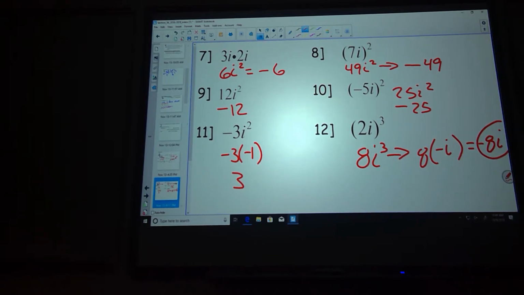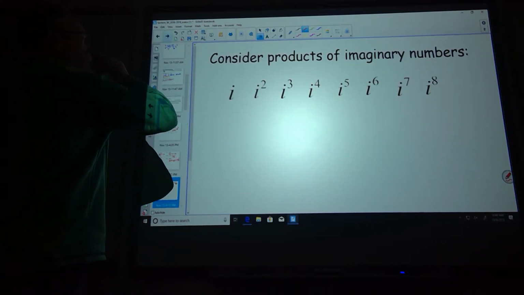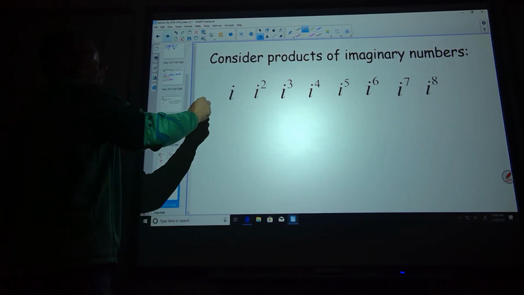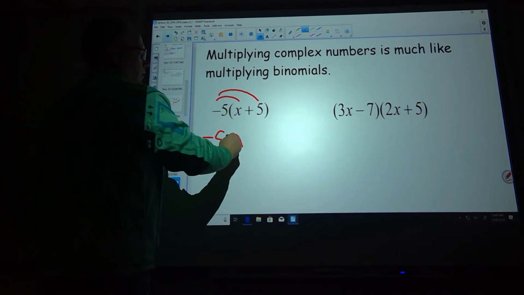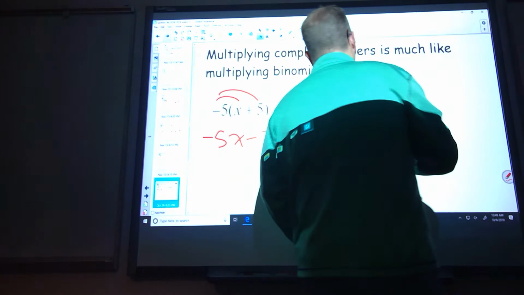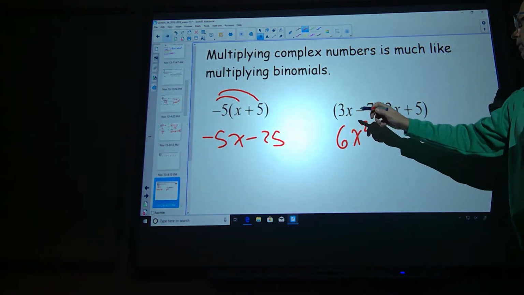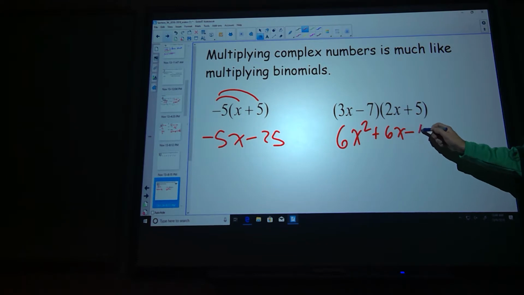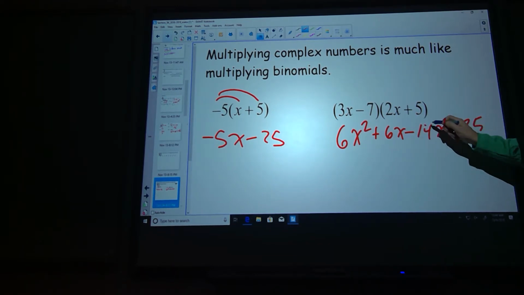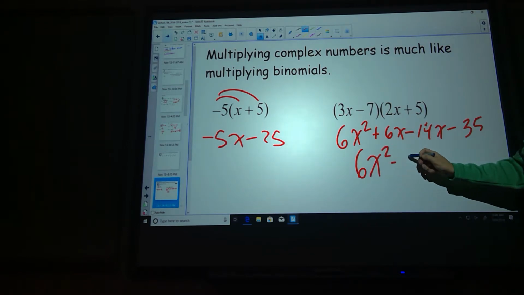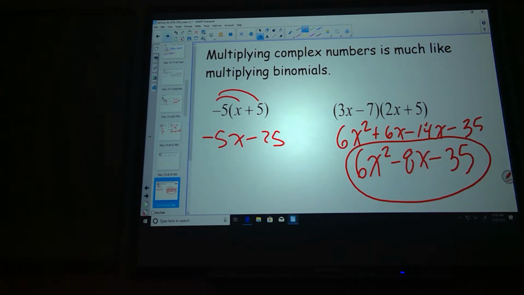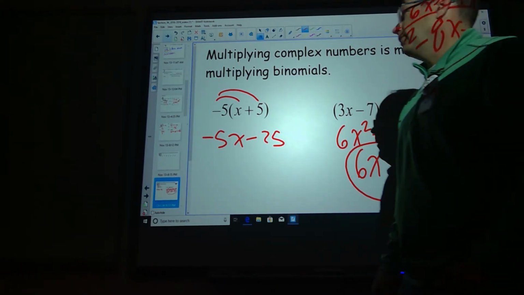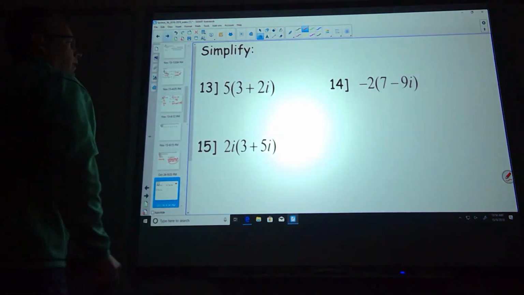All right, ready? We've just done this. Look back 2 slides for that one. All right, here we go. You should be good there, and you should be good here. Plus 6x minus 14x minus 35. These are just old school problems. We put these up so it's like, oh yeah, I remember how to double distribute. Then we get to this.